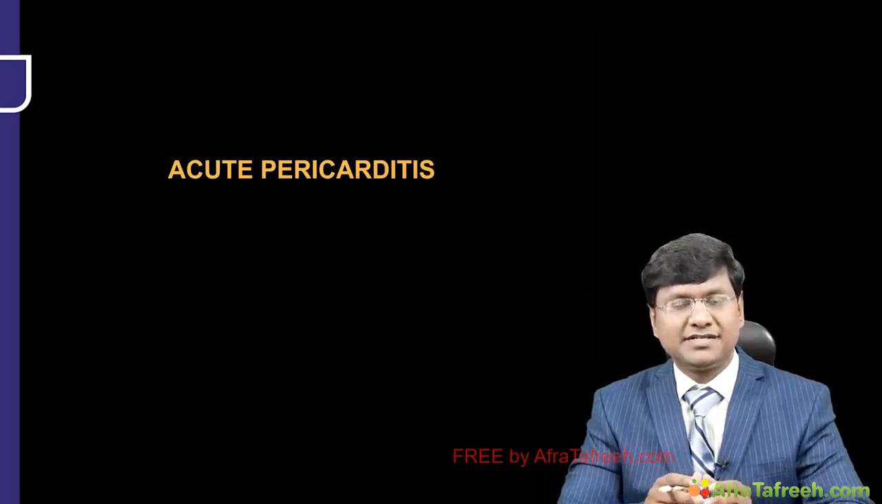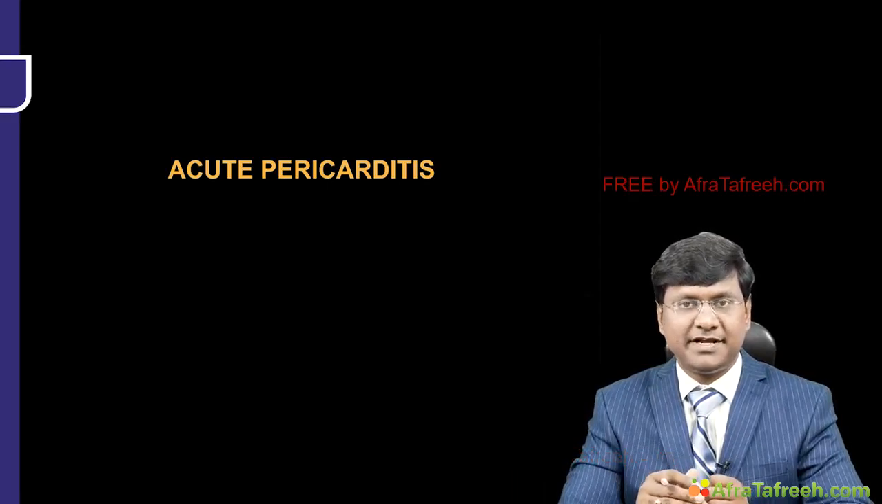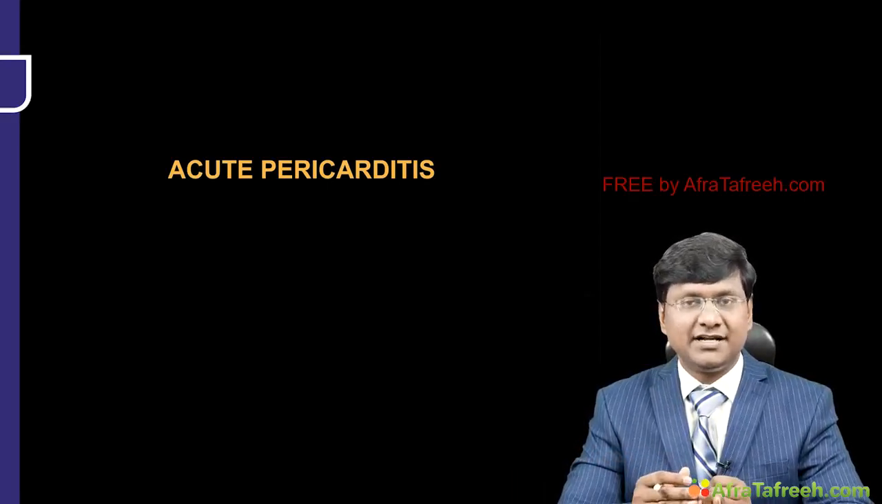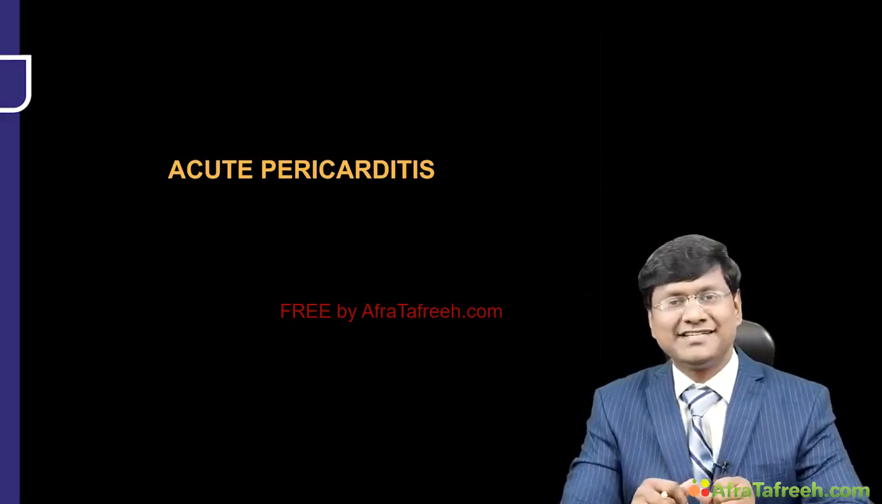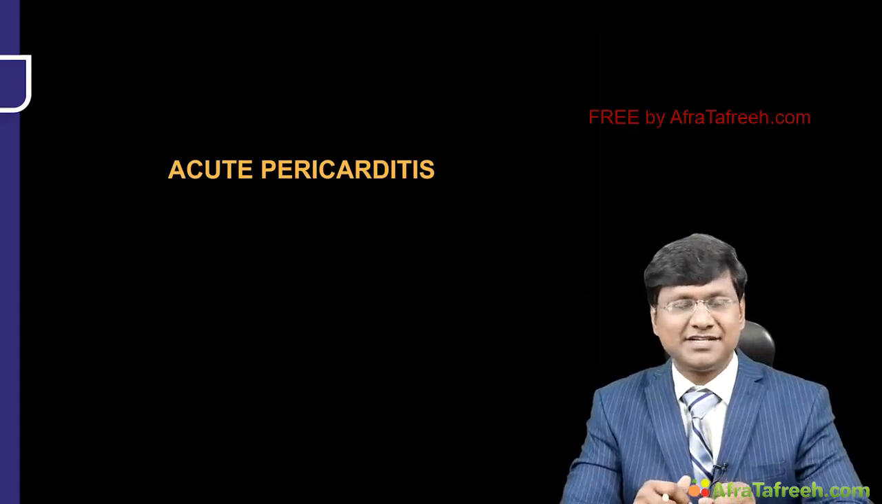In this particular session, I'll be discussing very important pericardial disorders in cardiology, that is acute pericarditis. So what are the various pericardial disorders? One is pericarditis, acute or chronic pericarditis. The other one is pericardial effusion, then cardiac tamponade, and then we have effusive constrictive pericarditis. So these are the various pericardial disorders, of which I'll be discussing acute pericarditis in this session.